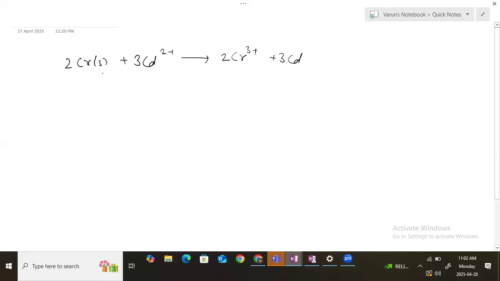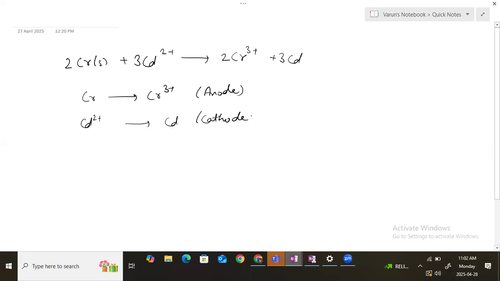The E naught that I gave you was 0.34 volt. In that question, you were given the reaction as this. In this reaction, we can see that chromium is going from chromium to chromium 3 positive. It means it is the anode. And cadmium 2 positive is undergoing reduction, so it is the cathode.